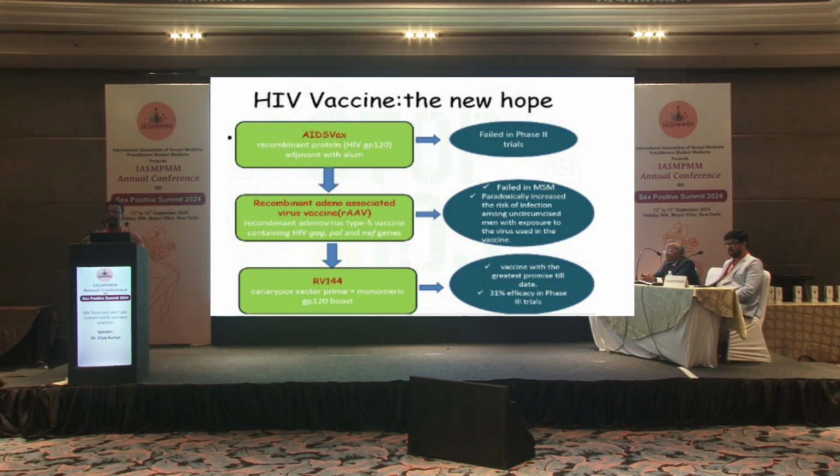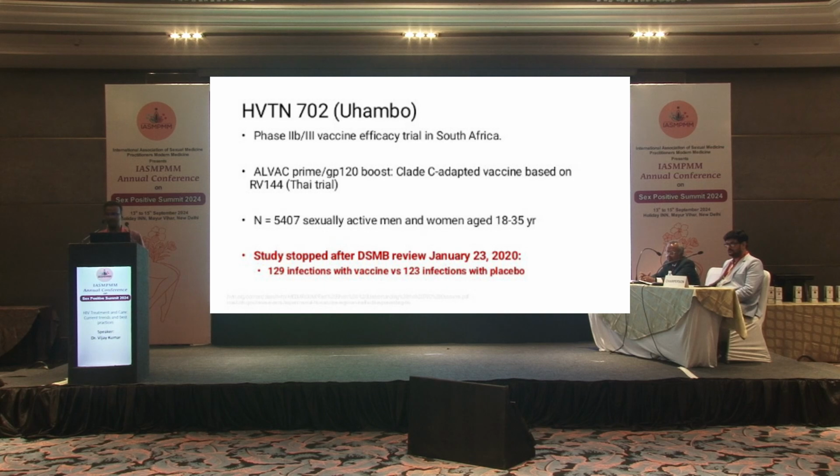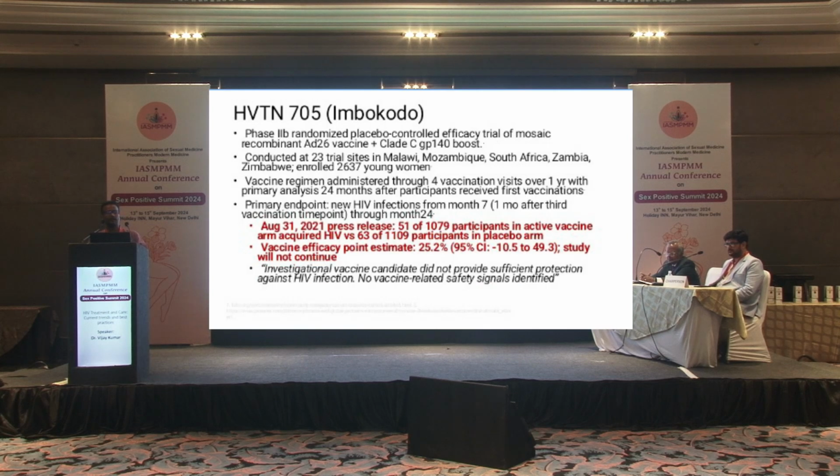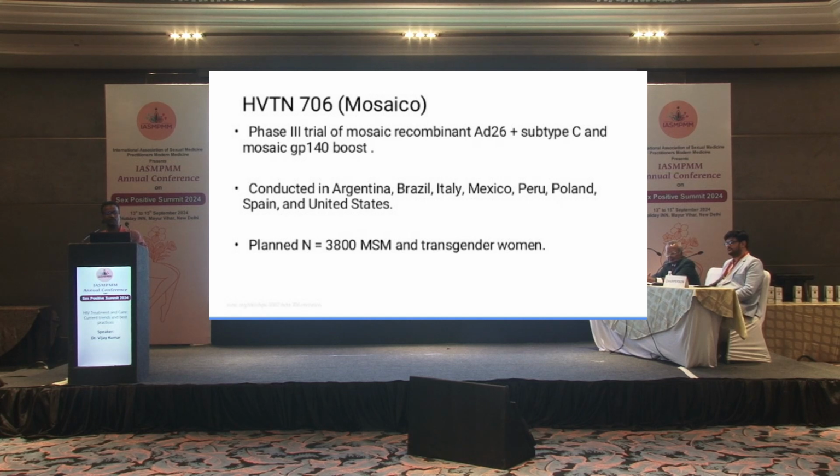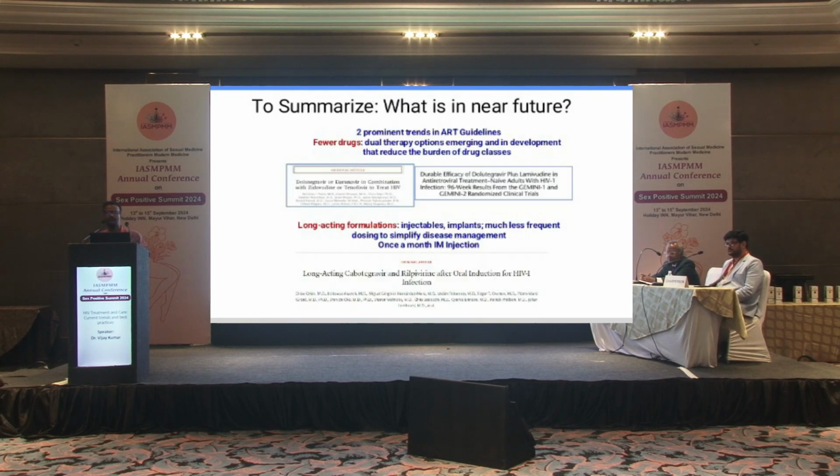But a few trials have been conducted, and some have ended with new progress. These are a few examples which I have collected: AIDSVax, Uhambo HVTN 702, which was conducted in South Africa, Imbokodo HVTN 705, and Mosaico HVTN 706, conducted in many other countries. So these are a few updates about vaccines, and what is the near future?